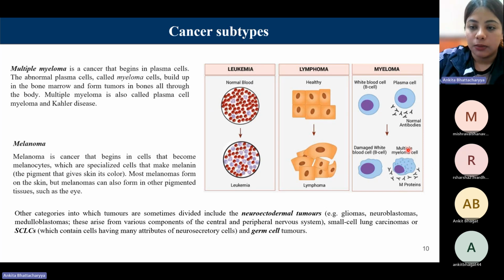But for myelomas, you can see that these multiple myeloma cells release some sort of M proteins, and there's a huge increase in the plasma cell number, and they outcompete other cells of the blood as well. Finally, melanoma is a cancer that begins in cells that become melanocytes, which are specialized cells making melanin within the skin surface, the pigment which gives skin its color. Most melanomas form on the skin, but they can also form in other pigmented tissues, such as the eyes.